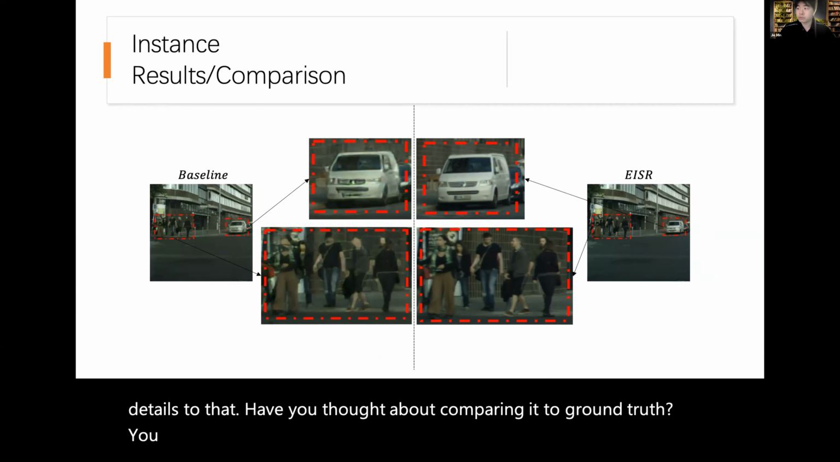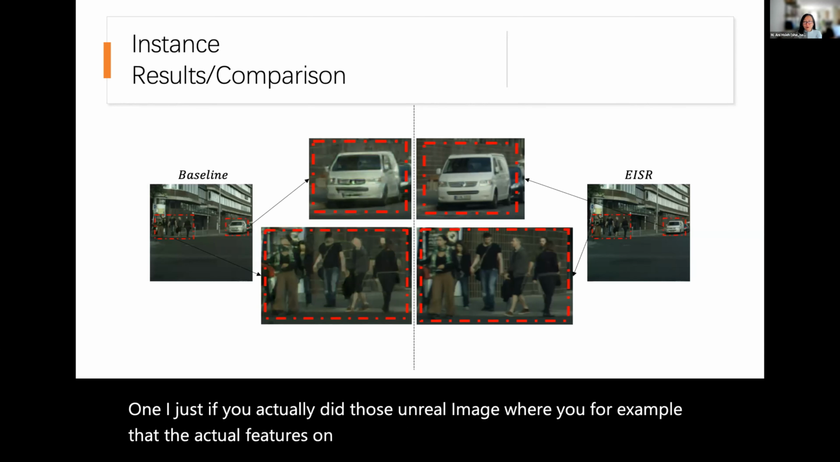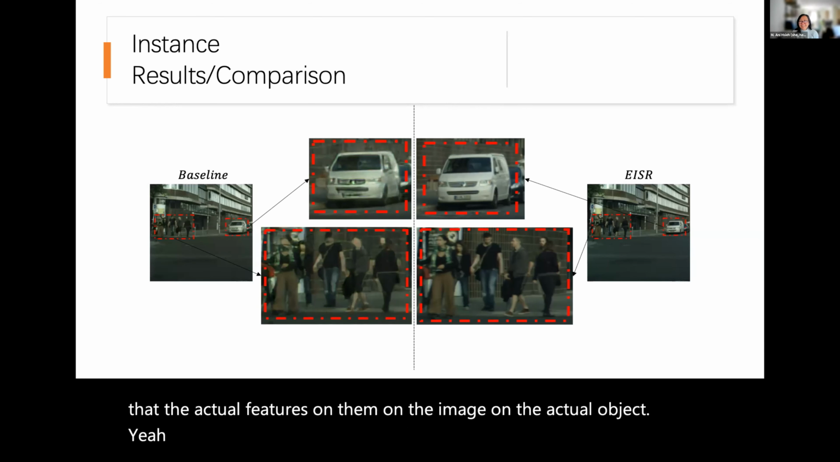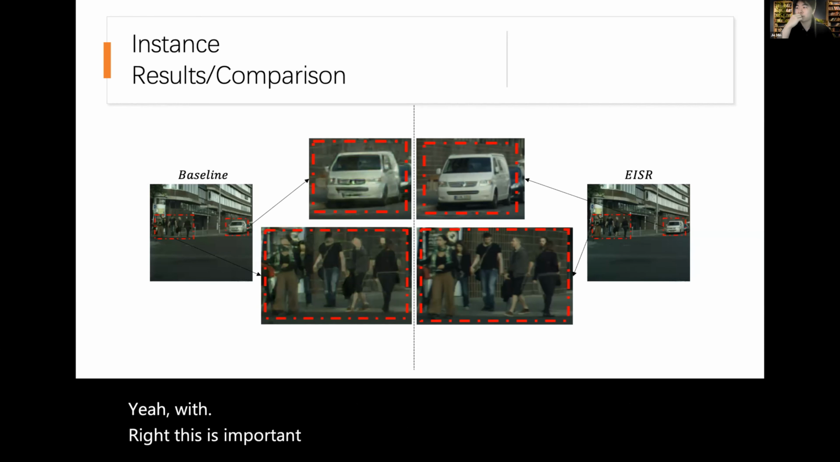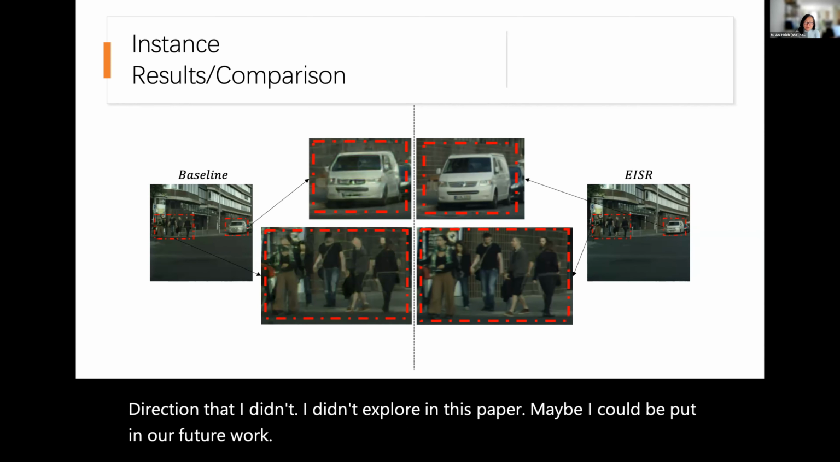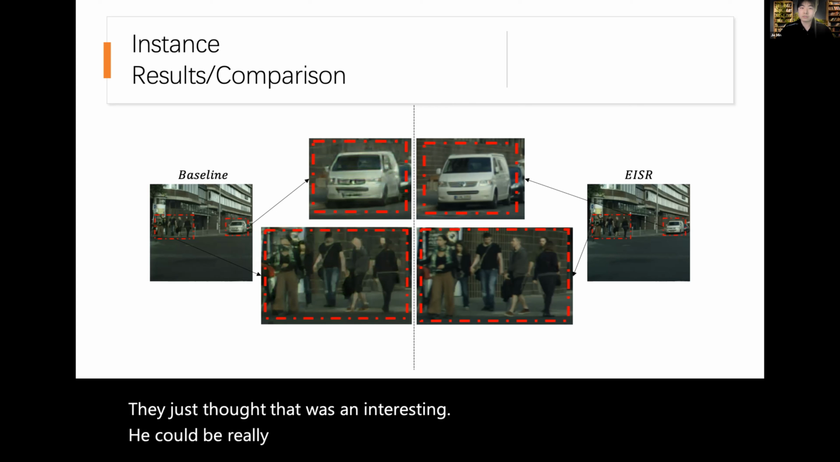You mean compared to the ground truth feature space? If you actually did this on a real image where you actually know, for example, the actual features on the image, on the actual system, object, I guess is another way to think about it. Yeah, with a true object. This is an important, interesting direction that I didn't explore in this paper. Maybe it could be put in our future work. I think it would be really neat if you can somehow think about those kinds of comparisons as well.